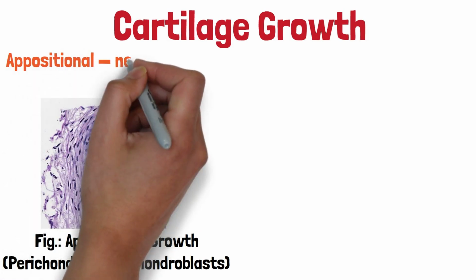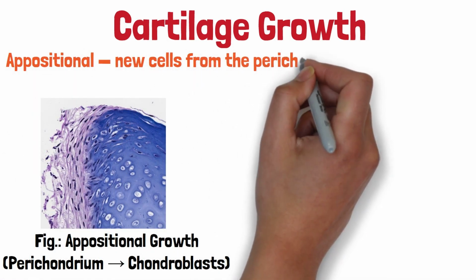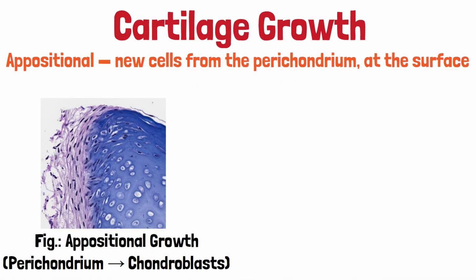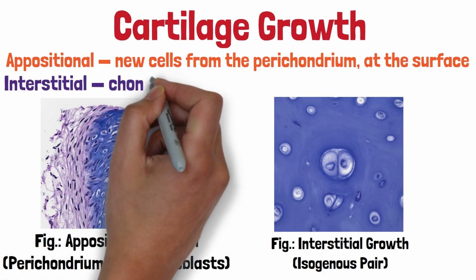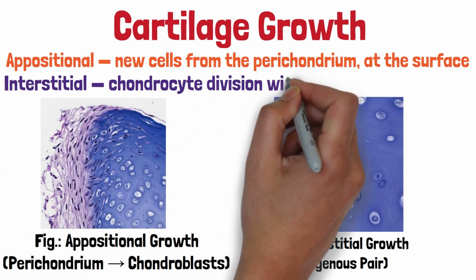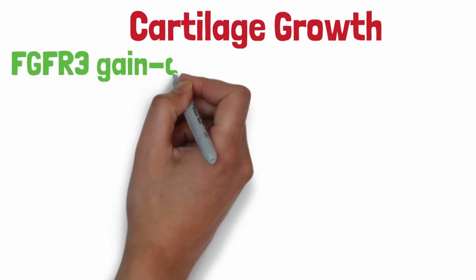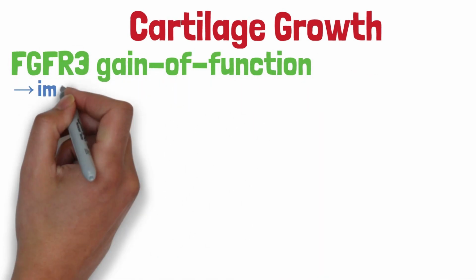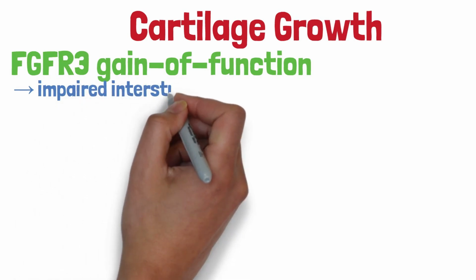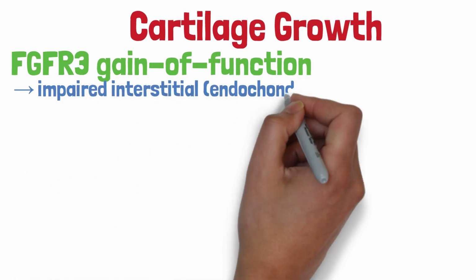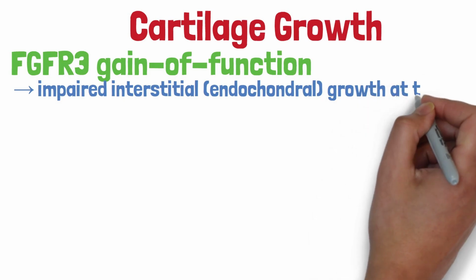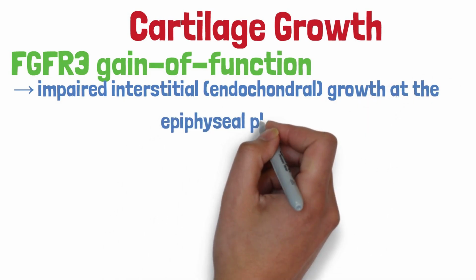Cartilage grows two ways. Appositional growth adds new cells from the perichondrium at the surface, and interstitial growth happens when chondrocytes already inside a lacuna divide from within. Now, when a gene called FGFR3 gains function instead of losing it, it impairs that interstitial growth specifically at the epiphyseal plate, the site of endochondral bone growth.